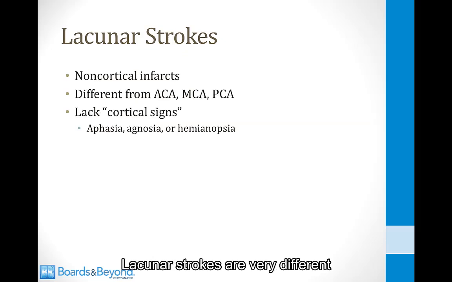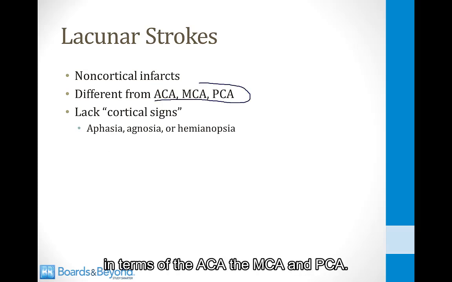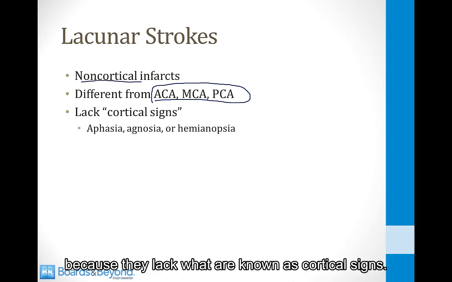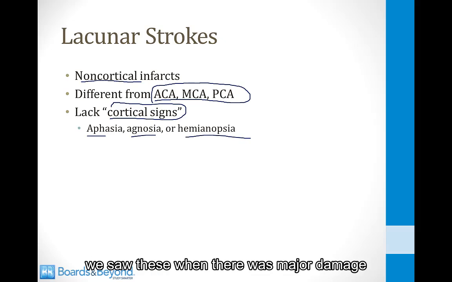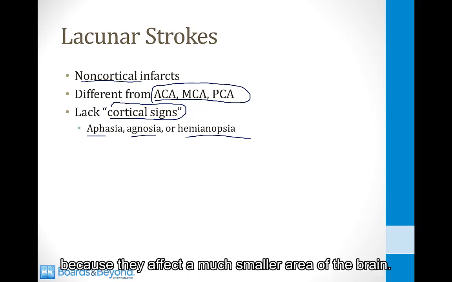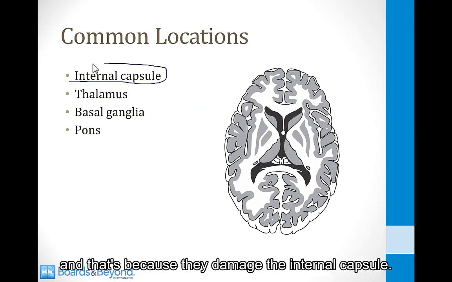Lacunar strokes are very different from the big cortical infarcts we talked about in terms of the ACA, the MCA, and PCA. In fact, lacunar strokes are called non-cortical infarcts because they lack what are known as cortical signs. So things like aphasia and agnosia and hemianopsia, we saw these when there was major damage to one of the lobes of the brain, but you don't see those things in lacunar strokes because they affect a much smaller area of the brain. Lacunar strokes commonly cause hemiparesis, and that's because they damage the internal capsule.